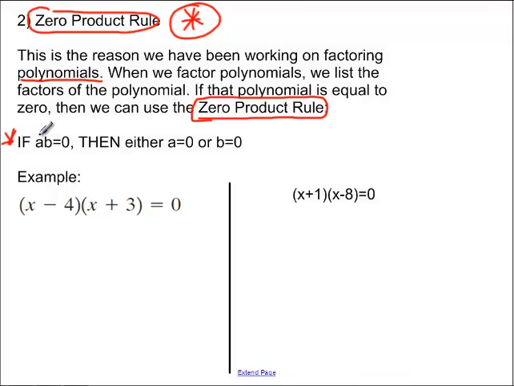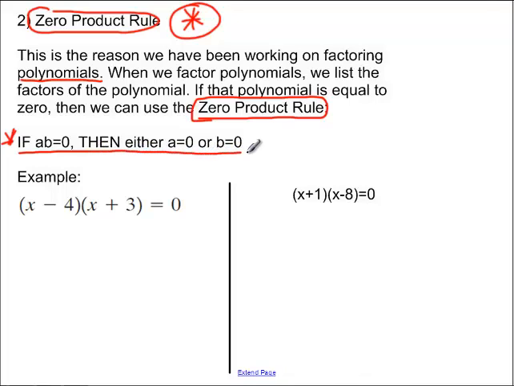If a is equal to 0 in this equation, 0 times whatever b wants to be is still going to be 0. 0 times 15, 0 times a million, still equal to 0. Same thing holds true for b. If b is equal to 0, then b times whatever a wants to be is still equal to 0. So there is our zero product rule.